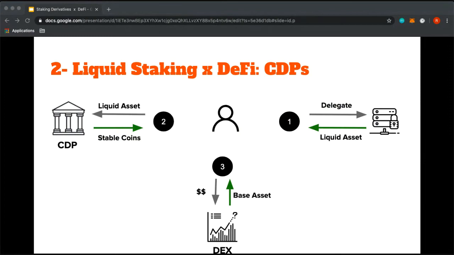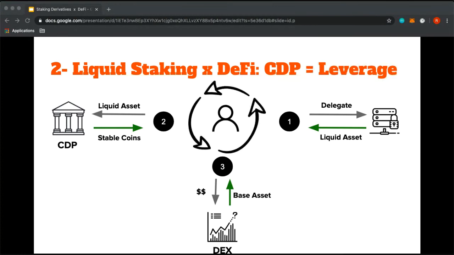return. So the way we can do a CDP using liquid staking is that we go through the first step, which is delegation and receiving the liquid asset. Then we take the liquid asset and lock it into a CDP and receive a stable coin. What we can do after that is take the stable coins that we received and buy the base asset in a DEX, or the liquid asset in a DEX. Both can be done. And if we buy the base asset, for example, we can delegate it again and receive another liquid asset. So what happens when we use CDPs is that we can start building a leverage position.